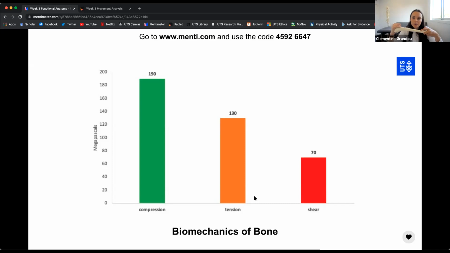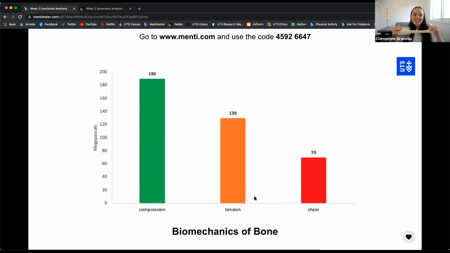Now that term megapascals, it's just a unit of measurement that they use when they measure these bone biomechanics. You don't need to know what the megapascals is. Just think about it as a number representing force. I don't even know what megapascals means, to be honest. So I was just saying that to preempt any of you asking me what megapascals means.